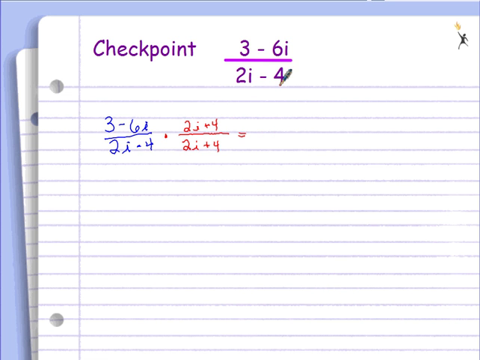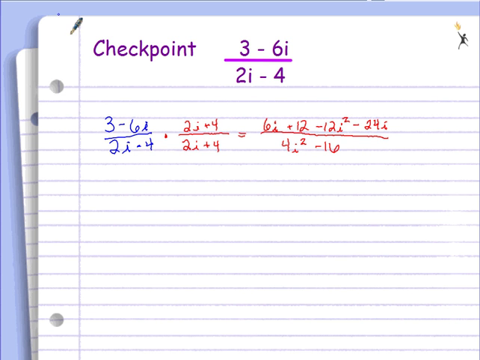FOIL the top, so that would give me what? 6i plus 12 minus 12i, oh, I'm sorry, 12i squared actually. 12i squared, and then that would be a minus 24i. And then I'm going to kind of use that trick that I just showed you on the bottom. Remember, I know that because they're the same expression, but one's positive, one's negative, the middle is going to cancel. So really, I'm just going to do 2i times 2i, which is 4i squared, and then I have a negative 4 and a positive 4, which is a negative 16.